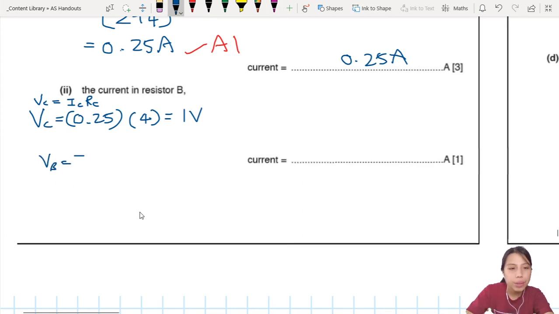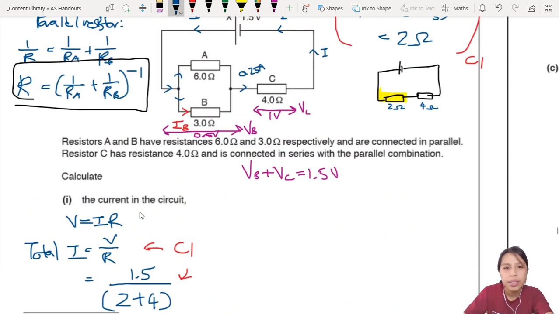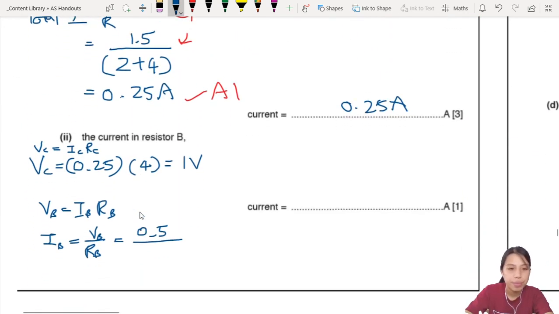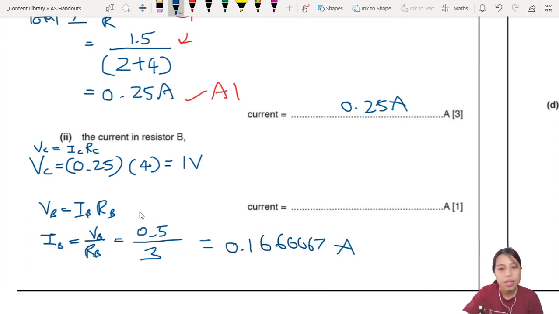So we know VB equals IB times RB. We want to find IB, right? So VB over RB. The VB we found is already 0.5 volts, and that divided by RB, what is RB? 3 ohm. So what do we get here? 0.5 divided by 3. Wow, 0.166666666666667 amps.